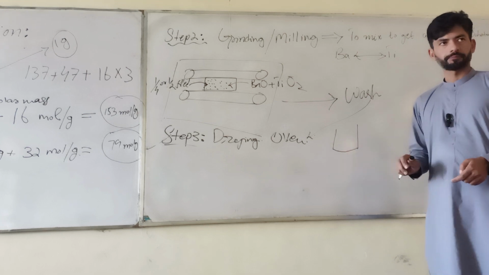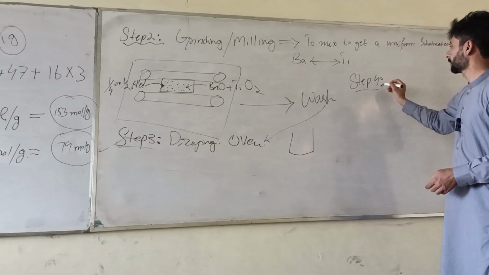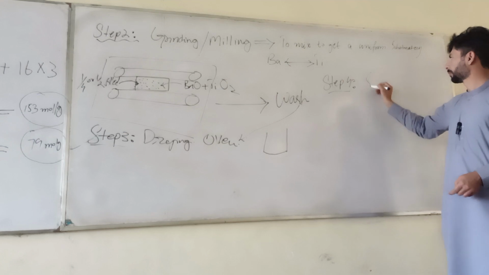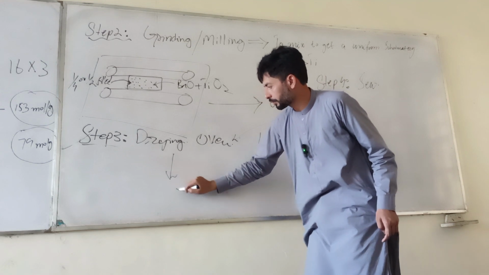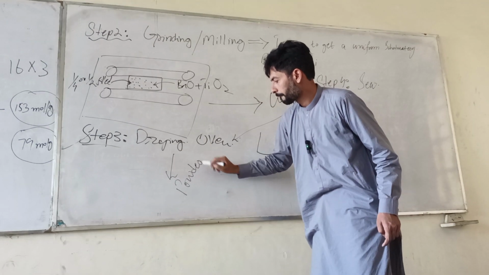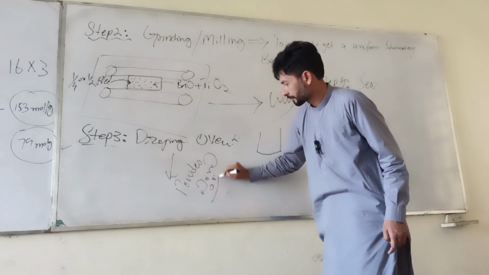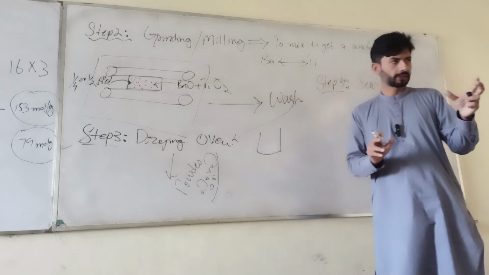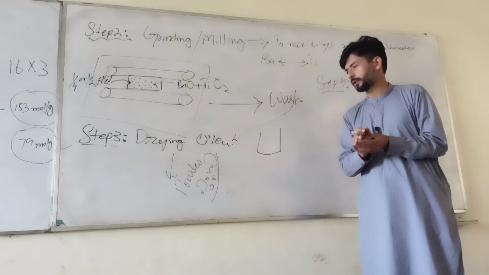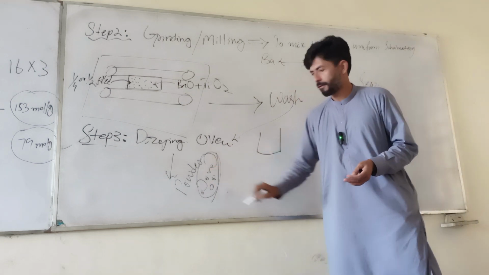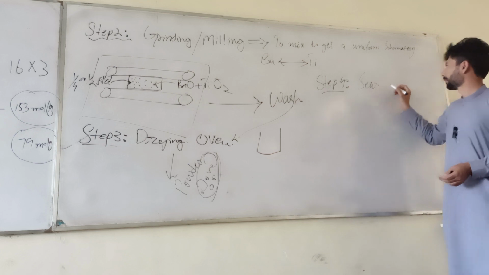Then after that, step number 4 is to sieve. From here you will get some powder which is like this: some big particles, condensed particles, some small particles. So you will need a uniform powder. So take this non-uniform mixture to a sieve.